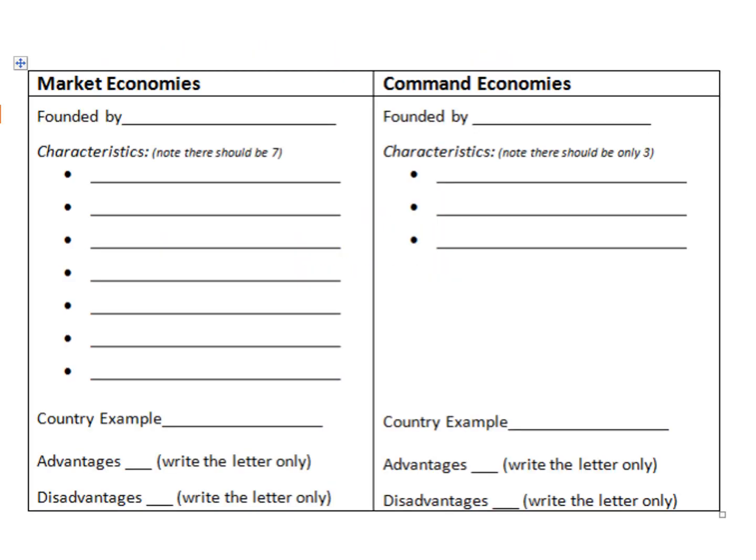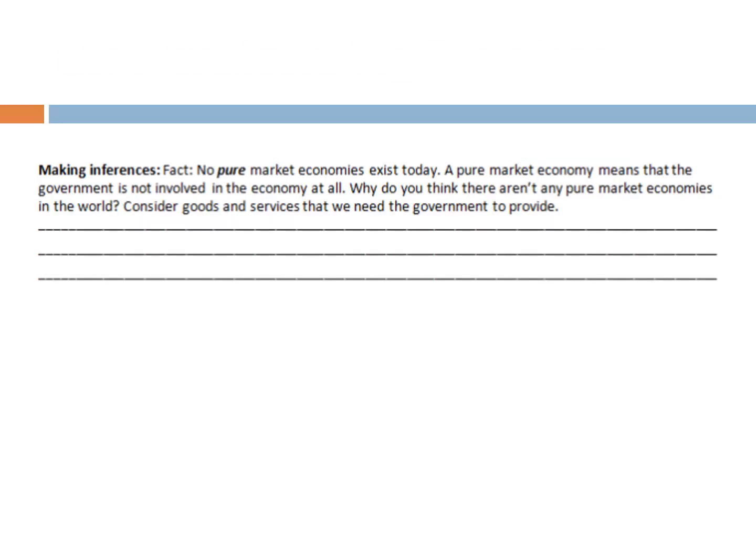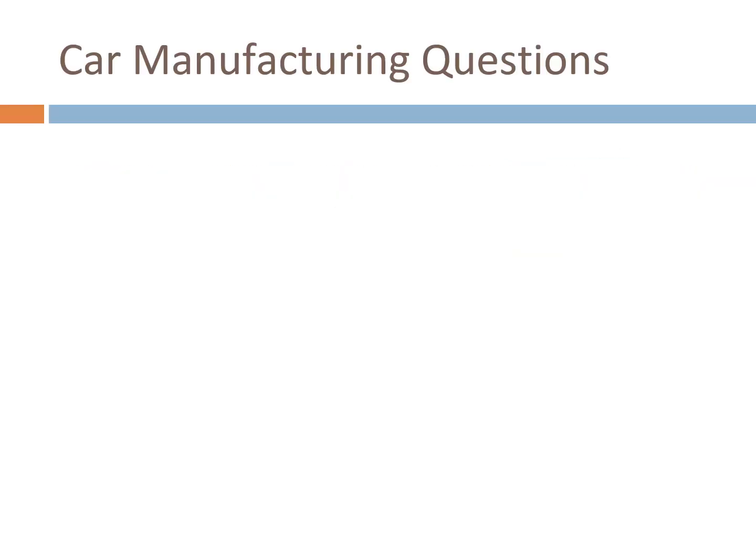So we'll go over these answers together probably when we meet. Make sure you have the different terms correct, and also once you have done the readings. And you'll do this car manufacturing questions as an assignment to see just how well you understand the different types of economic systems.